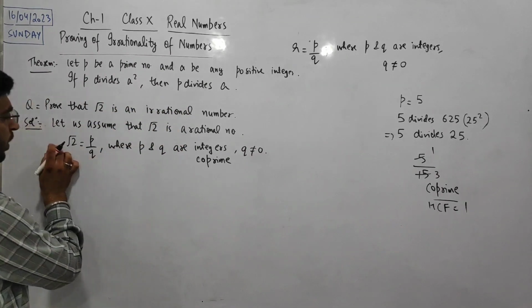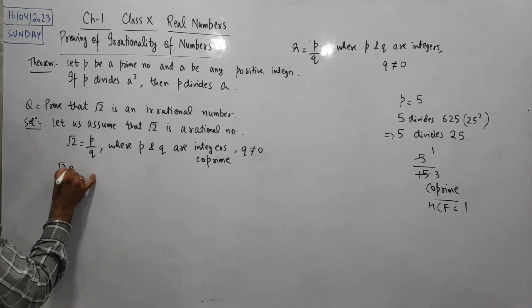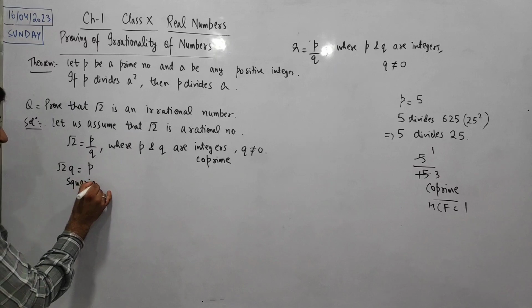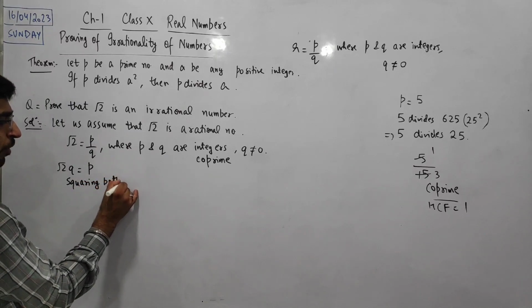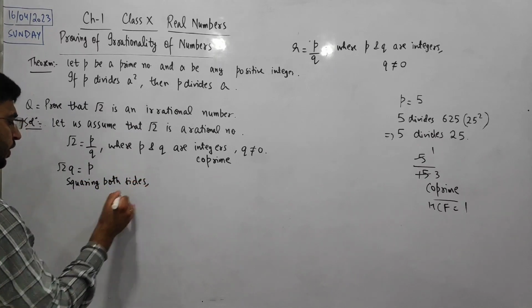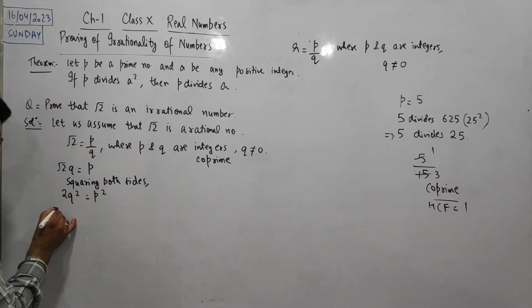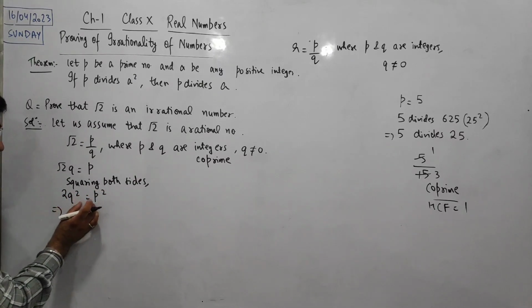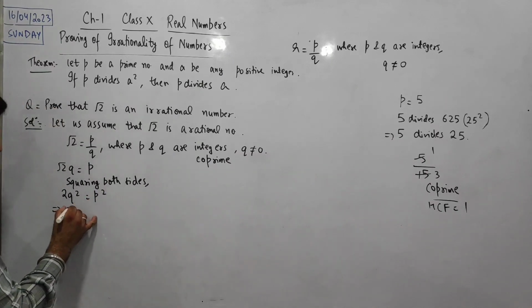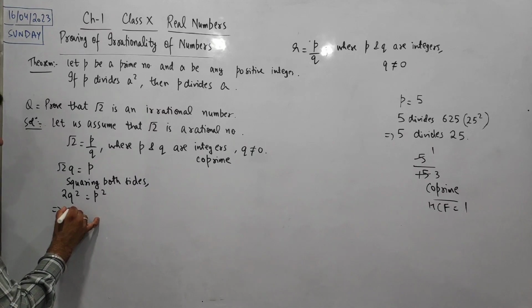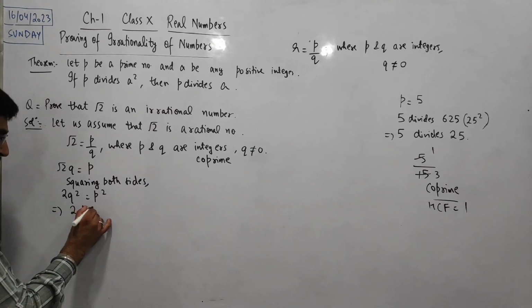Now if we cross multiply, it will be root 2 Q is equal to P. To remove the root, we square both the sides. So we get 2Q square is equal to P square. And from this statement, because P square has been written as a product of two numbers, we can say that 2 is dividing P square.